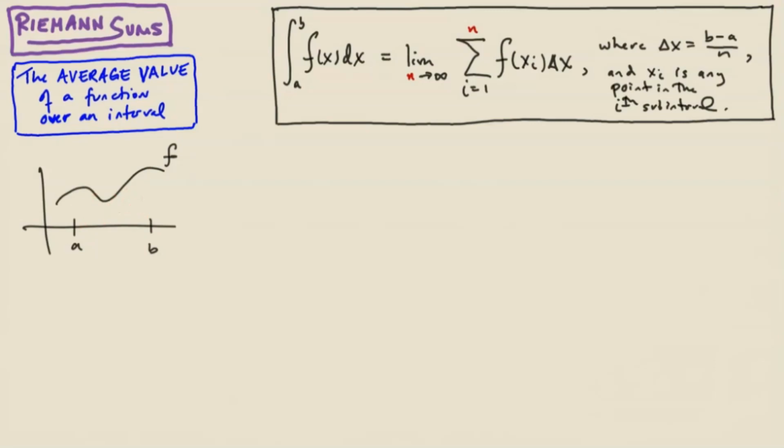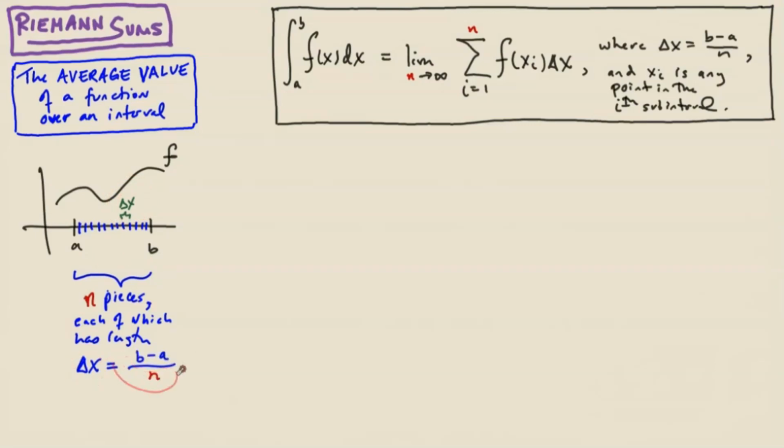So let's see how this would work. First, chop our interval up into lots of pieces of the same size. How many pieces? 10, 100, 1,000? Who knows? Let's just say n pieces, each of which has length, let's call it delta x. And if we want to be more precise, since delta x is 1/n of the interval, we could say that delta x is 1/n of b minus a, the length of the interval.